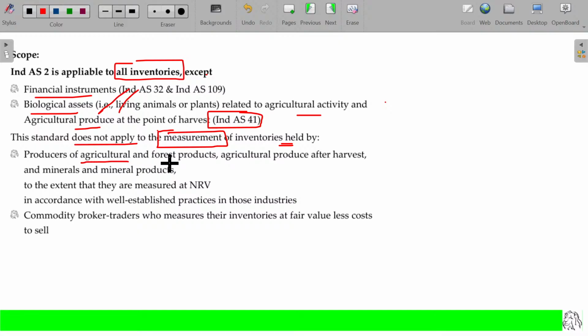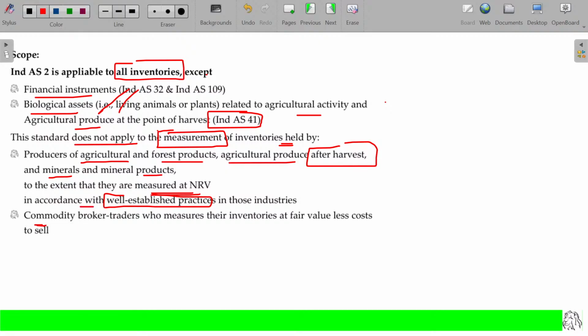Producers of agricultural and forest products. Okay, agricultural produce after harvest. You have harvested already, you are supposed to sell, tentatively you are keeping it. And mineral products, to the extent they are measured at NRV in accordance with well-established practices in those industries. In the case of minerals and mineral products, agricultural produce and forest produce, all these things are supposed to be saleable. Until that sale, you keep this as stock. For those things, NDAS number 2 will not be applicable. The respective well-established industry norms will be followed for valuation.